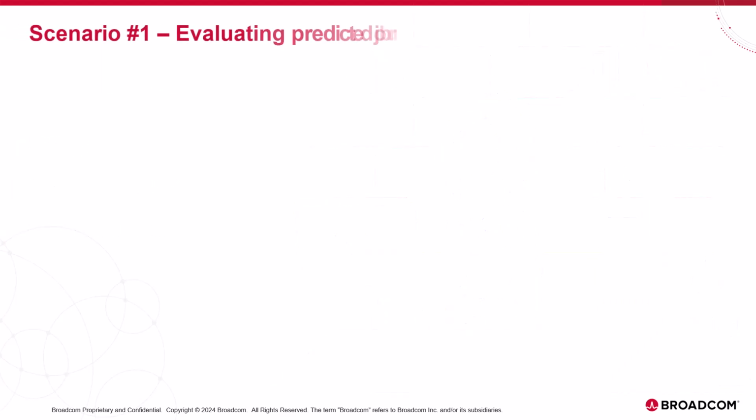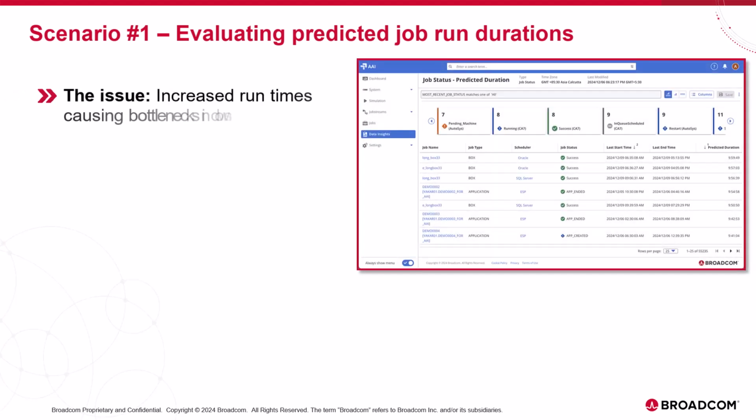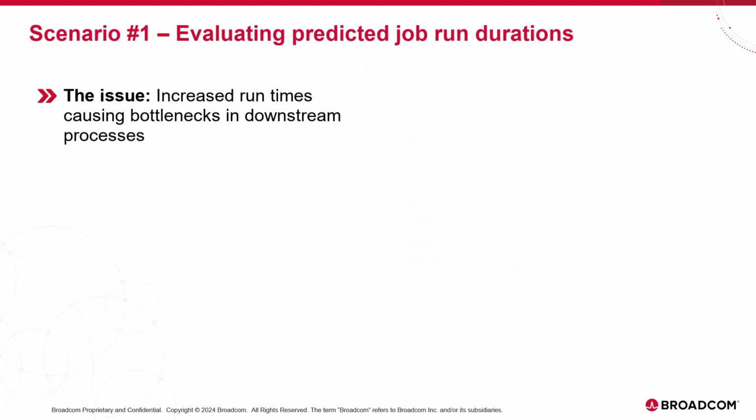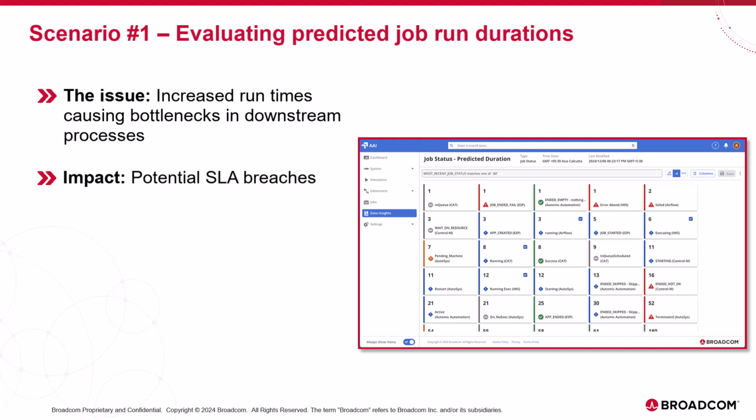In the first scenario, Alex has been alerted about delays in downstream processes and suspects that some jobs might be exceeding their run times, causing bottlenecks across the workflow. To monitor the processes, Alex needs a consolidated view of the status of all jobs across schedulers, with a focus on comparing their current run times and predicted execution durations.